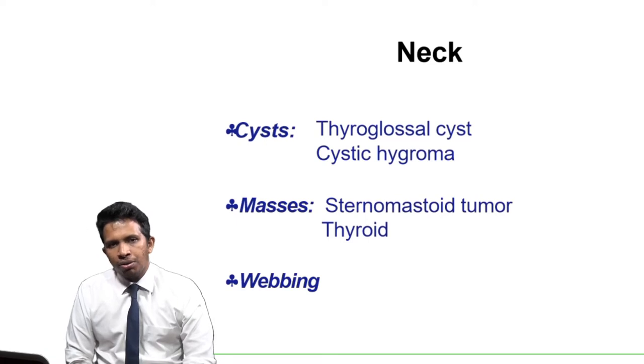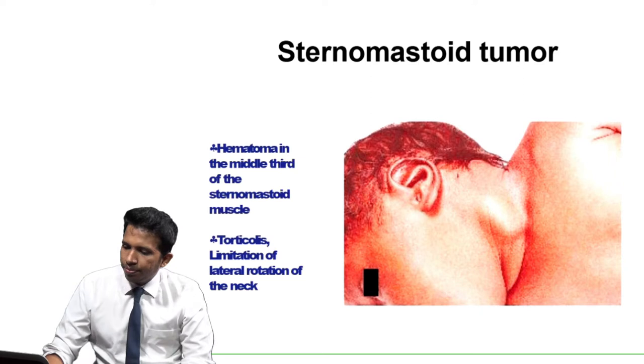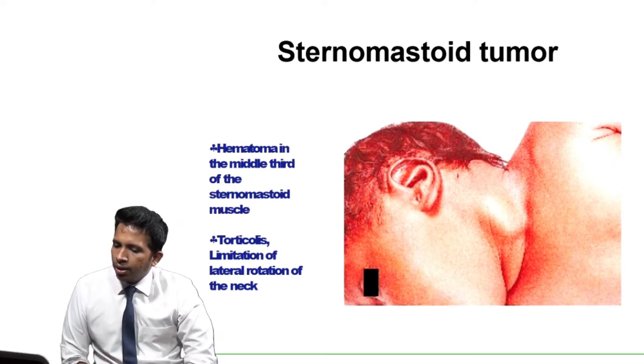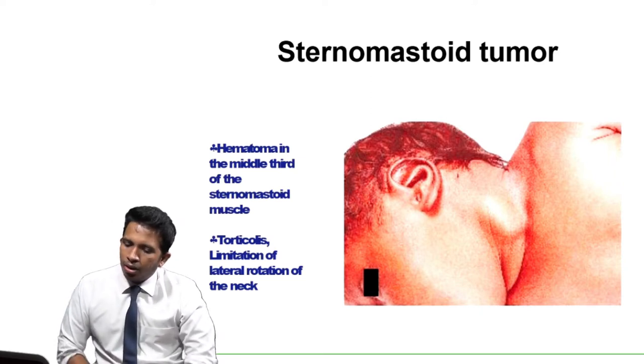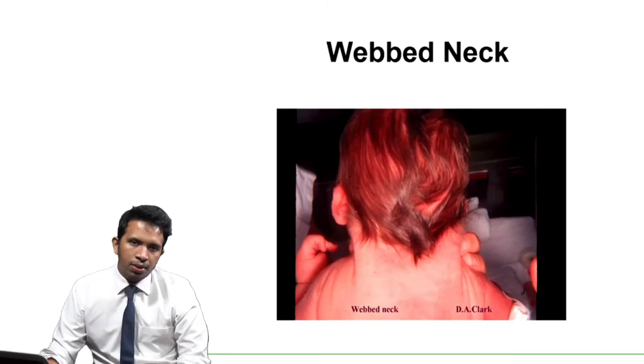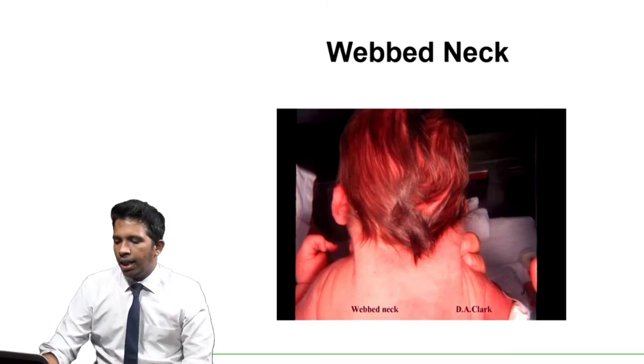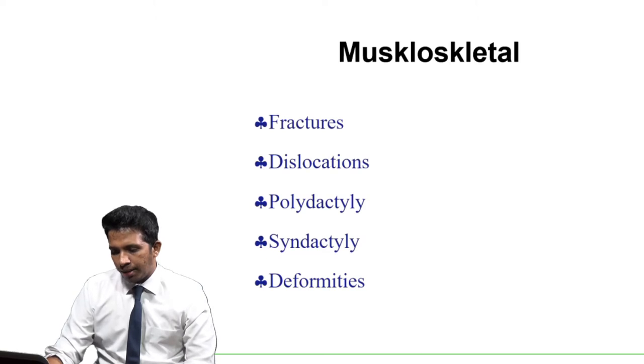And the neck, if you look from the back, in certain conditions like Turner's, you could have webbed necks. So this is a sternocleidomastoid tumor, which can cause limitation of the lateral rotation of the neck. And this is what a webbed neck appears like.